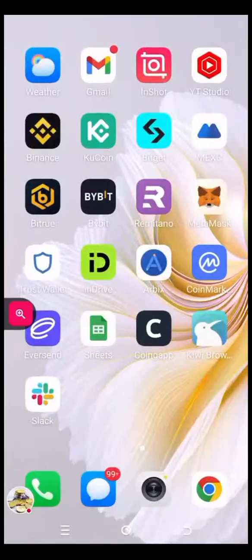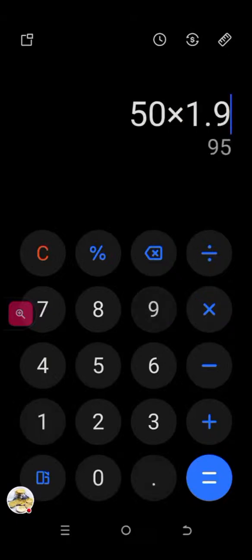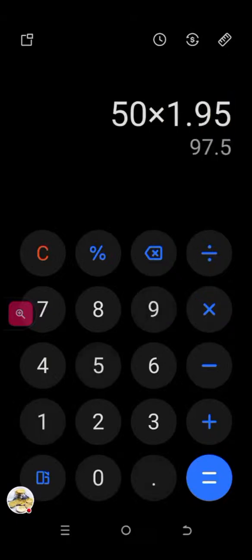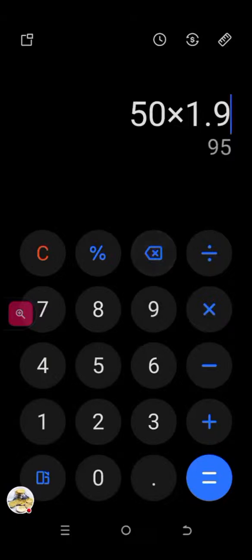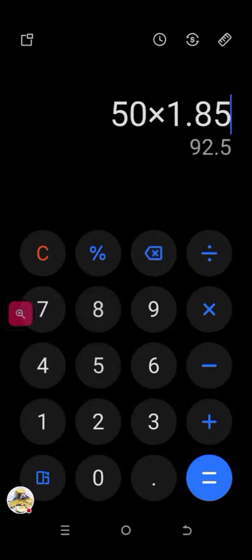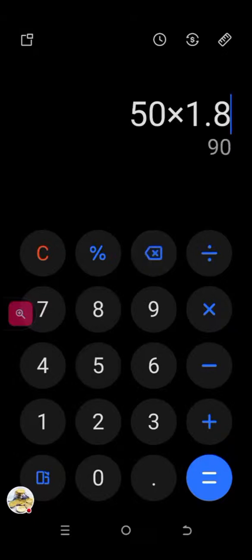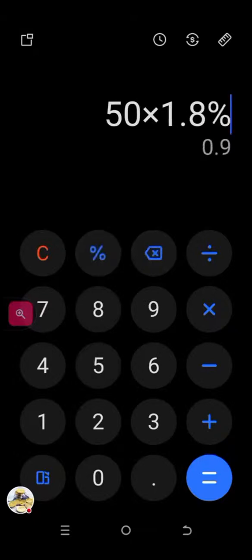Let's take a good look at our calculator again. 90 cents, that should be 1.9. Am I right? 50 times 1.95. No, that's 1.9, I guess. No, 1.85. No, let me say 1.8. 1.8, that's it. 1.8%. We made 90 cents.